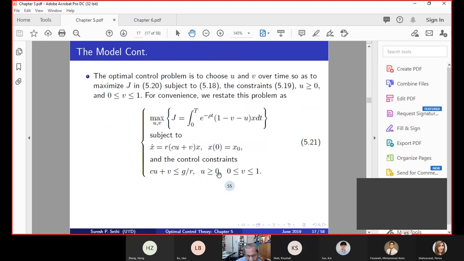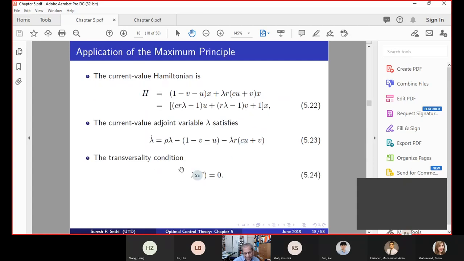It's a free endpoint problem. You notice there is no salvage value here. This firm basically disappears at time T. And because of that, the value lambda of T equals zero, because there is no value of x at time capital T.